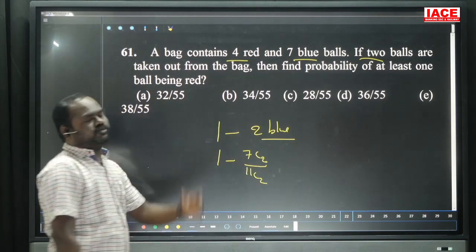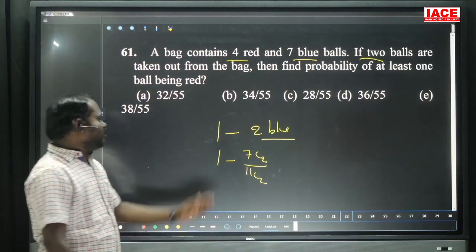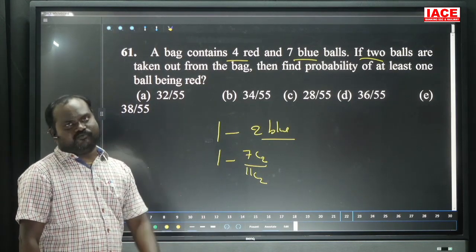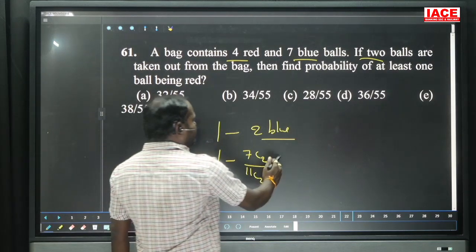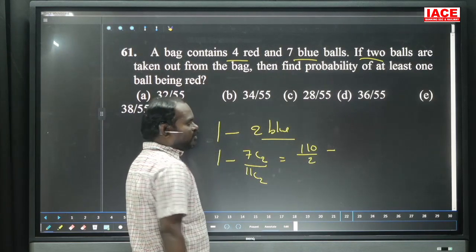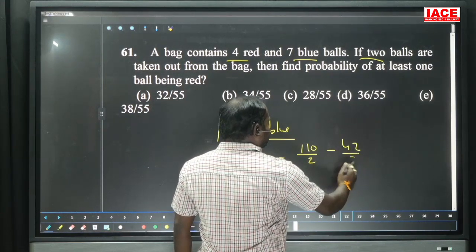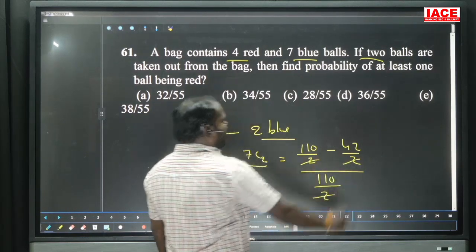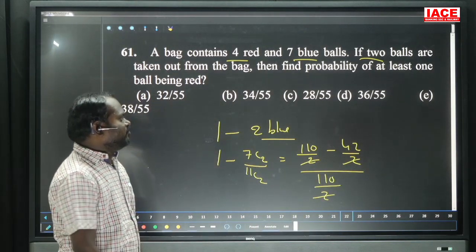1 and 2 should not both be blue colour, so it is 11C2, which becomes 11 into 10 by 2 factorial, that is 110 by 2. Minus 7 into 6 by 2, that is 42 by 2. The same denominator, 2, will get cancelled. 110 minus 42 is 68.